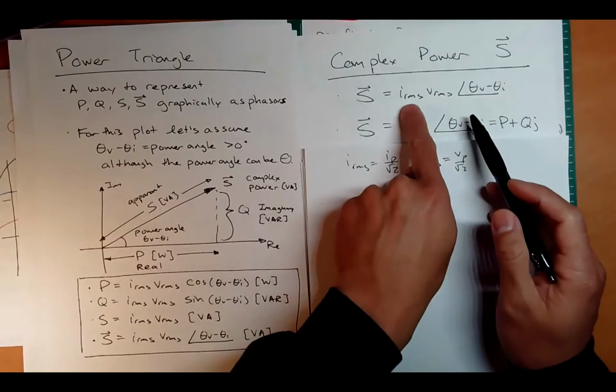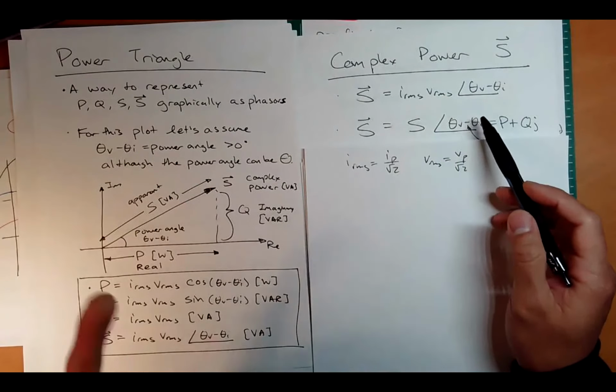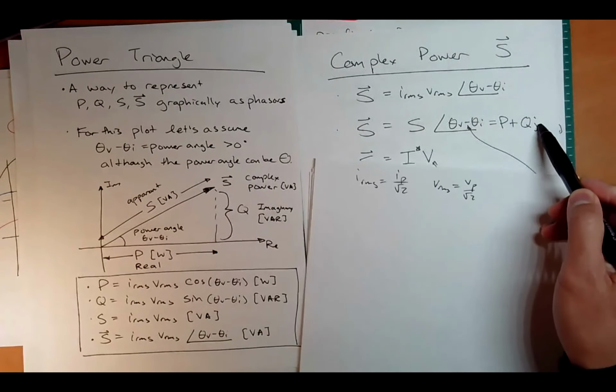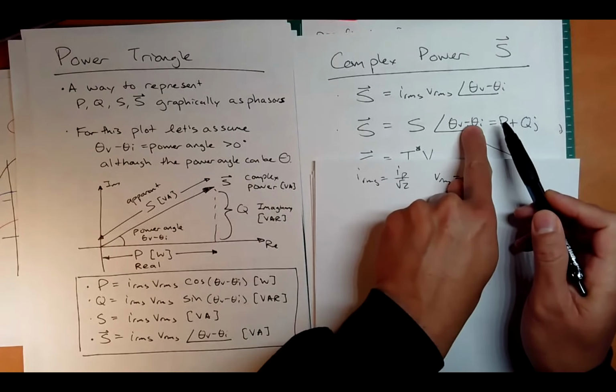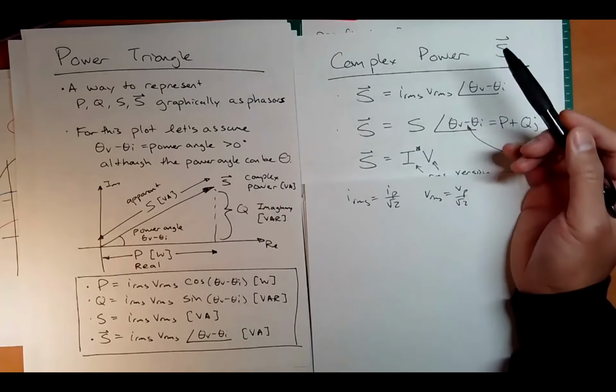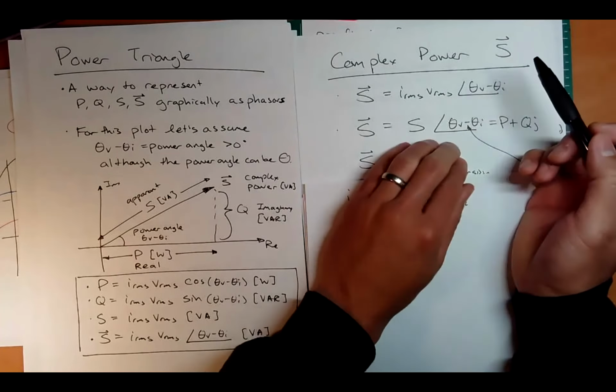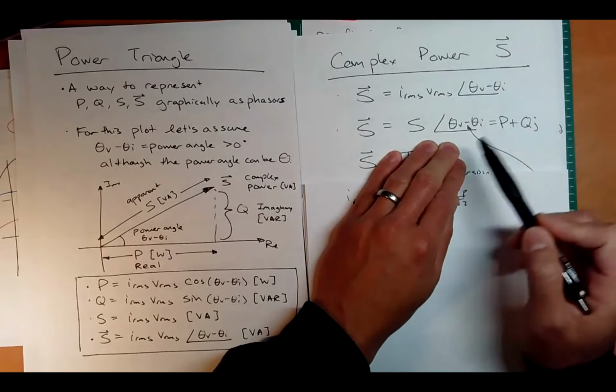We could say I_RMS V_RMS equals S, good. And this is in polar form, so we could write it in rectangular form. That's easy. Now, notice we have a minus sign. So sometimes you might see this, I asterisk V, and you might be like, what? I'm okay with this. I'm okay with that. I'm not okay with this one.